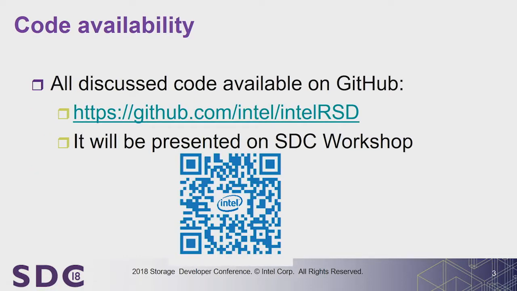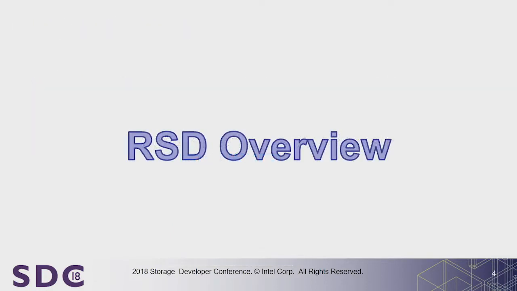Let me start with the statement that all we are doing within Intel for rack scale design is part of open source. We release it on GitHub, which you can access at any time. We're also running a workshop tomorrow, and you are invited to it. All the code that contributes to the workshop is also placed on GitHub. So let me start with the RSD overview.